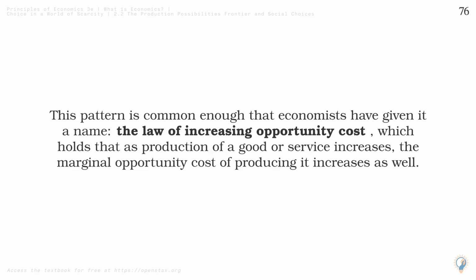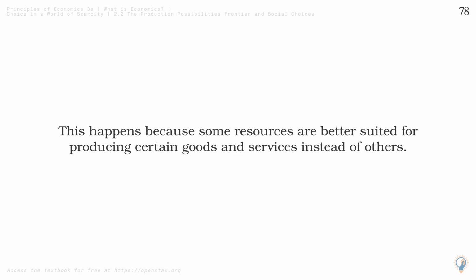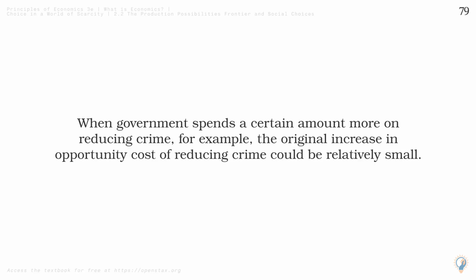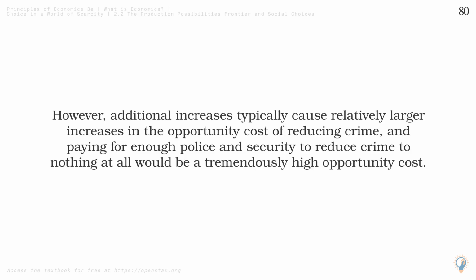This pattern is common enough that economists have given it a name: the law of increasing opportunity cost, which holds that as production of a good or service increases, the marginal opportunity cost of producing it increases as well. This happens because some resources are better suited for producing certain goods and services instead of others. When government spends a certain amount more on reducing crime, for example, the original increase in opportunity cost of reducing crime could be relatively small. However, additional increases typically cause relatively larger increases in the opportunity cost of reducing crime, and paying for enough police and security to reduce crime to nothing at all would be a tremendously high opportunity cost.